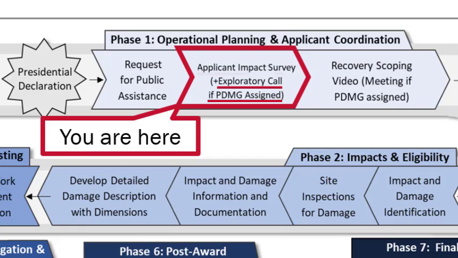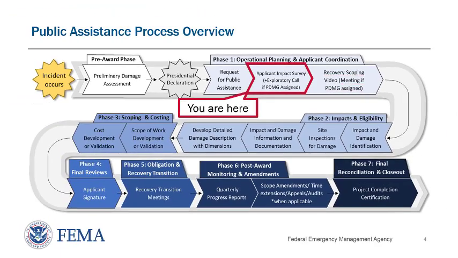The applicant will have the ability in Grants portal to complete the Applicant Impact Survey in advance of the exploratory call, but they are not required to do so ahead of time. During the exploratory call, the Program Delivery Manager will either validate the applicant's answers to the survey, if they responded beforehand, or they will walk the applicant through the Applicant Impact Survey questions to gather that information. The exploratory call, when a Program Delivery Manager is assigned, is then followed by the recovery scoping meeting.